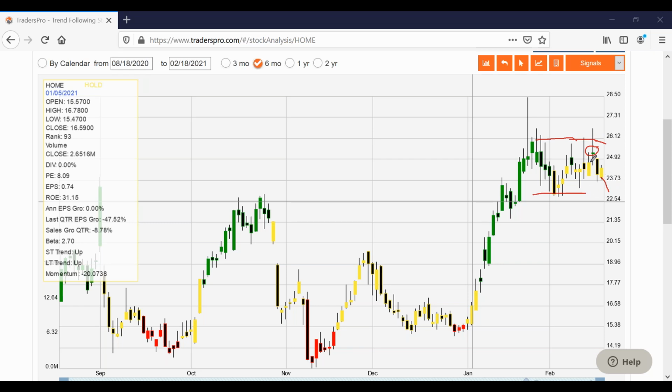And that's why, if you want an alternative to getting in on the buy signal, you could wait for it just to break out of the range. If it breaks out of this range up here, gets up to about over $26 here, it'll probably start running at that point.